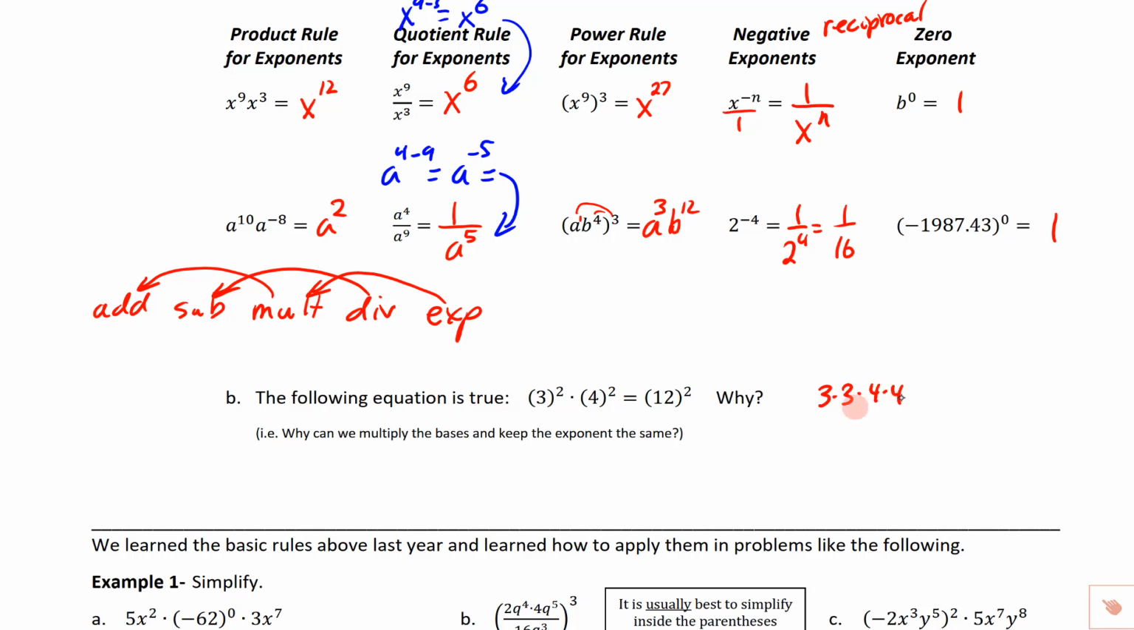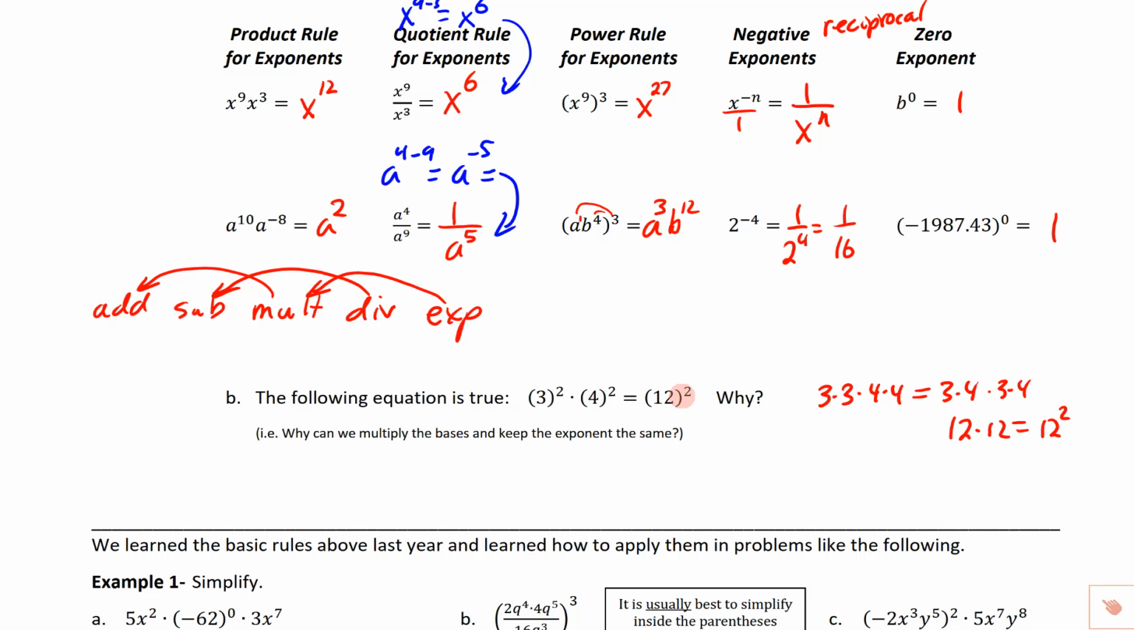And then here's what I'm going to do. I'm just going to rearrange these because of the commutative property of multiplication. I'm going to write this down as 3 times 4 times 3 times 4. So that would be 12 times 12, and we get 12 squared. So we get the same thing there.